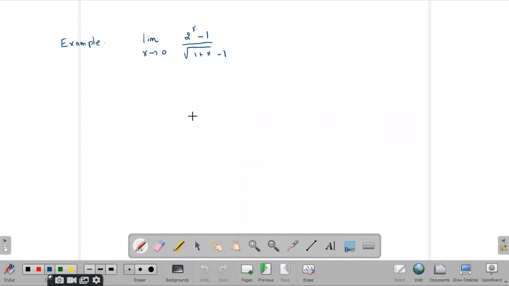The question: limit as x approaches 0 of (2^x minus 1) divided by (root of 1 plus x minus 1). If we apply the direct value, x approaches 0, 2^0 minus 1, numerator 0. Denominator: 1 plus 0, root of 1 is 1, 1 minus 1 is 0. This is an indeterminate form.